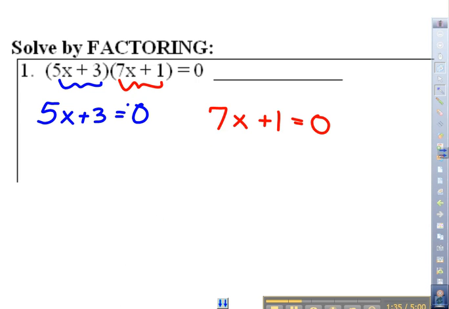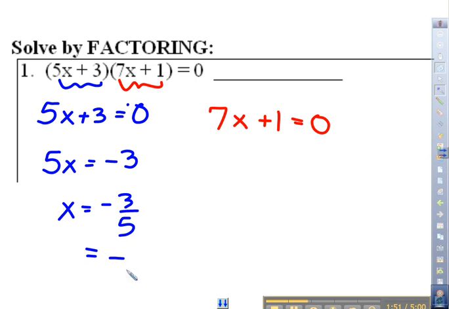Now you've got two-step equations. Go ahead and solve for x. First step here, subtract 3 from both sides. And then do what? Divide by 5. And you get negative 3/5, which is the same as negative point what? 0.6. Either one of those are acceptable.